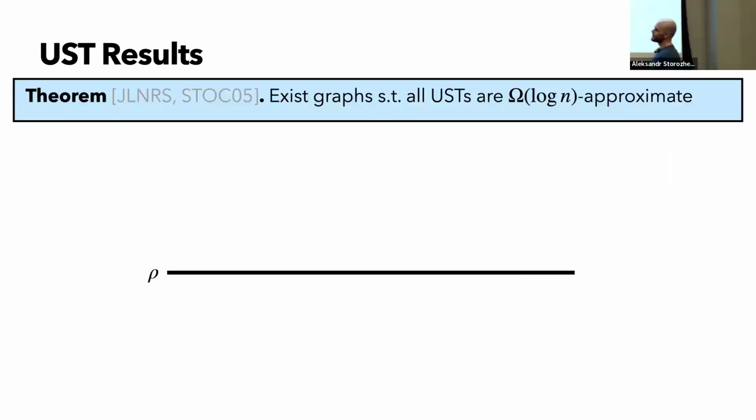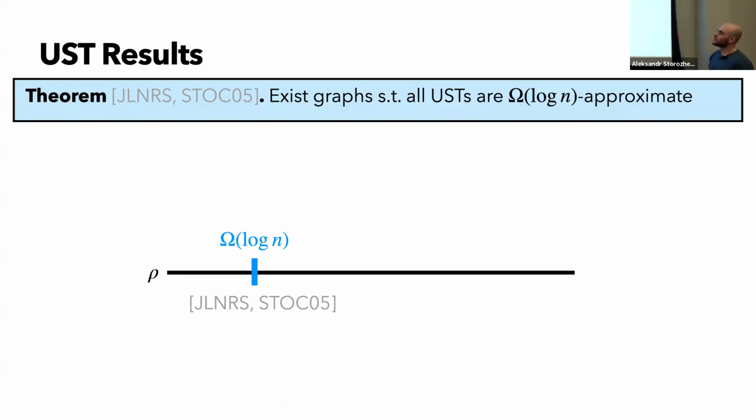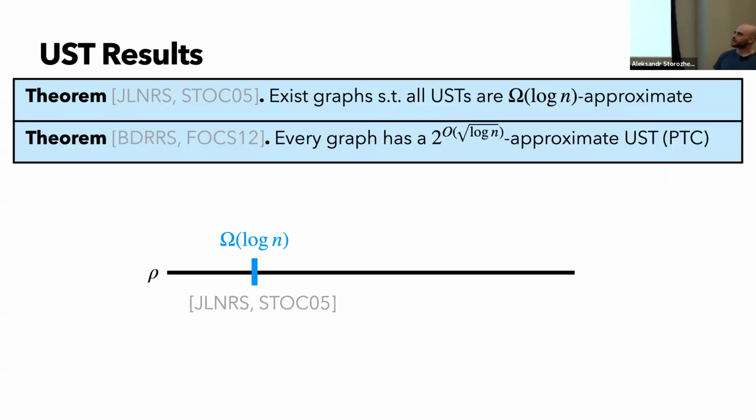So let me tell you a little bit about what's known about this and what we showed. There's a paper from Stock from about 20 years ago that showed that there are some graphs where you better pay at least a log n factor in the quality of your universal Steiner tree. So here's our lower bound: we're going to pay at least log n. There's a Fox paper from about 10 years later, which showed that you can achieve universal Steiner trees with this very funny approximation guarantee, 2 to the O of square root log n.